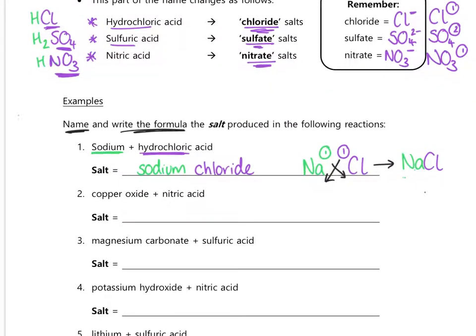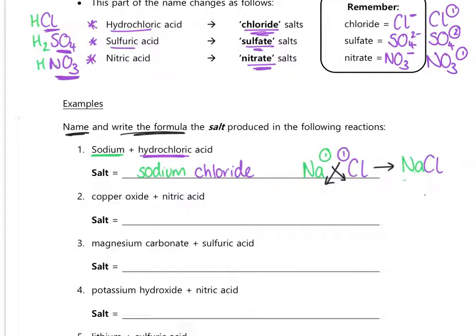Copper oxide and nitric acid next. So remember, the first part of the name comes from the metal or the metal compound. So our metal compound is copper oxide, but I don't include the name of the second part of the metal compound. It just comes from the metal and it remains unchanged. So your metal is copper, so the first part of the name is just copper.